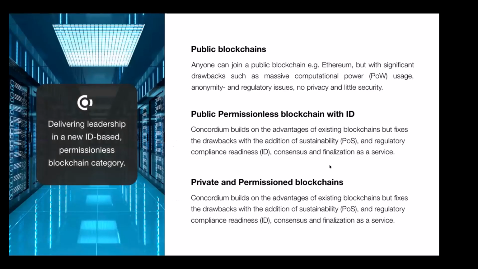So anyone can join a public blockchain like Ethereum, but then there are certain massive drawbacks, like I mentioned earlier, PoW, and also there are regulatory issues, and also there's no privacy. If you're familiar with the Ethereum ENS, you'll know how much of an issue it is with respect to privacy, things like that. So Concordium plans to address various different pitfalls of various other blockchains. But also Concordium believes that the future is not going to be ruled by one single blockchain, but various different blockchains. And hence Concordium is building in that direction.